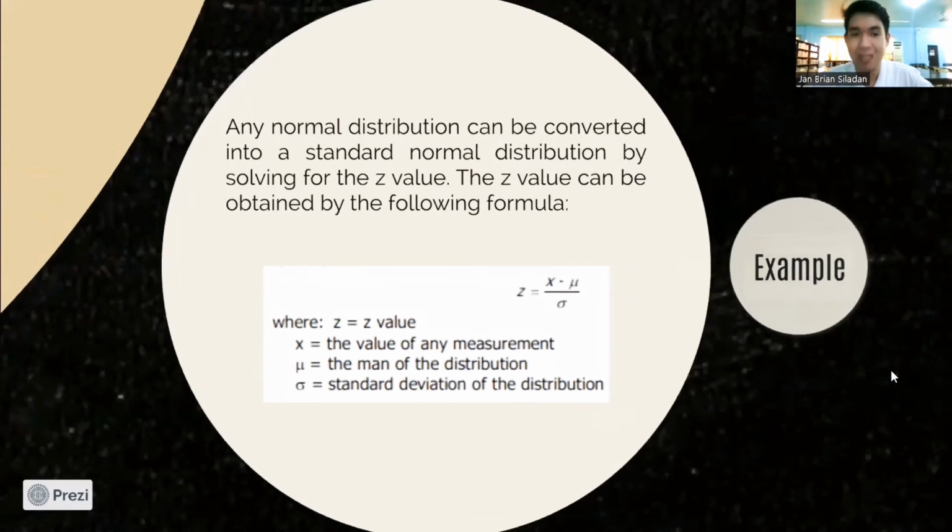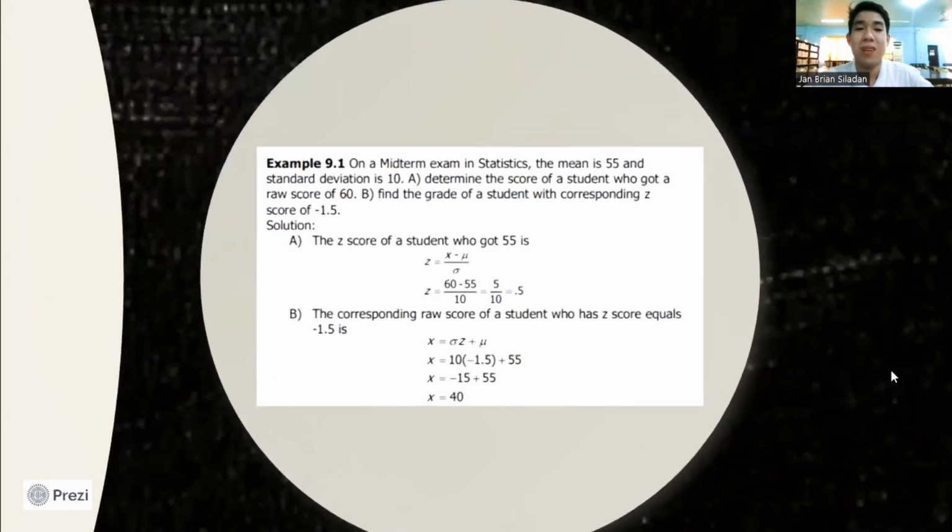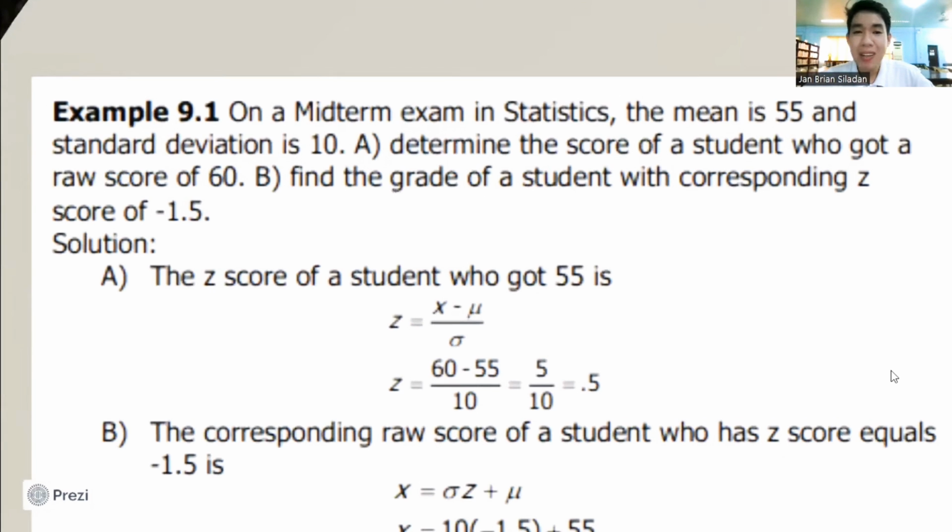For example, example 9.1: on a midterm exam in statistics, the mean is 55 and the standard deviation is 10. Determine the z-score of a student who got a raw score of 60. Find the grade of a student with a corresponding z-score of negative 1.5.